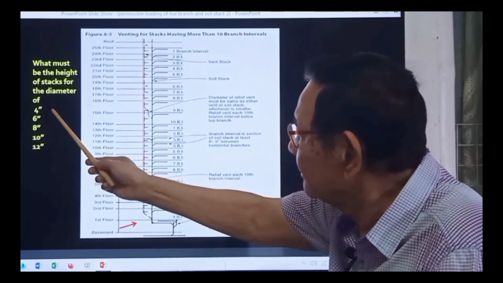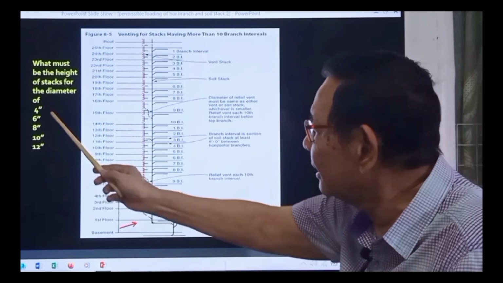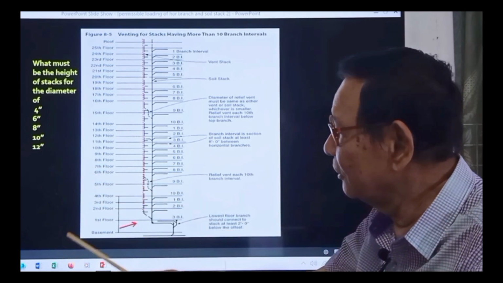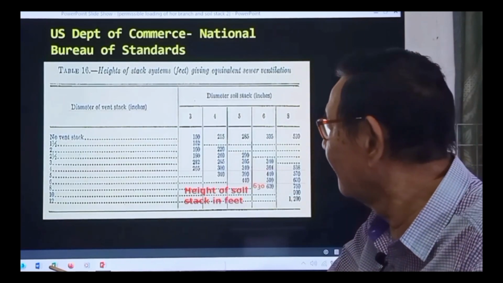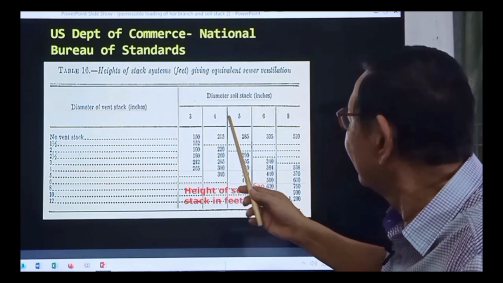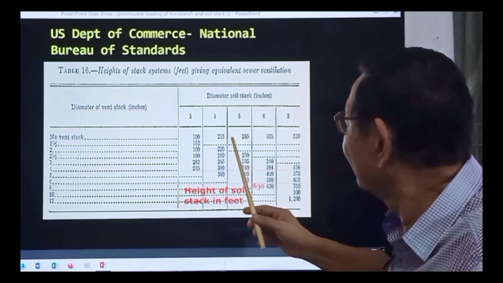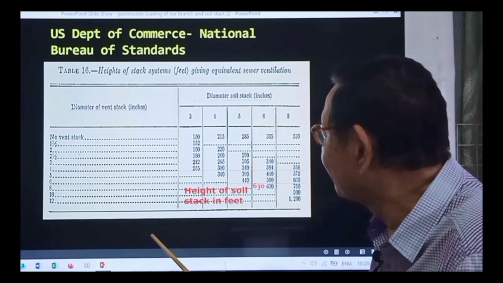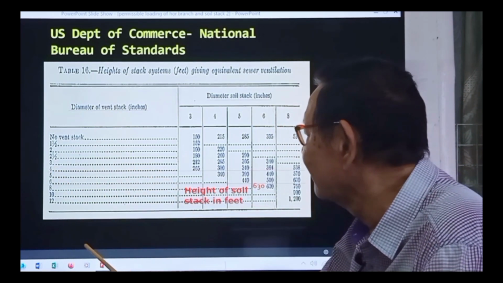Anong height ang D4 meron tayo kung gamitin natin stack? Ang size ng height. Ang D8, ang D10, D12. Anong height meron tayo? Okay. Sa National Bureau of Standards, if this is the diameter of the solid stack, kung D4 yan, gagamitin ng D4. At saka yung D4 mismo, ang gagawin mong bench stack.